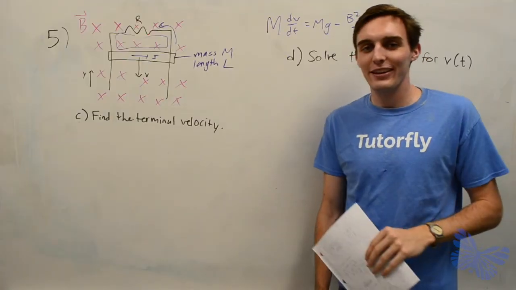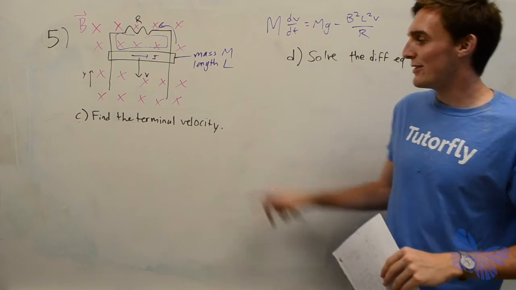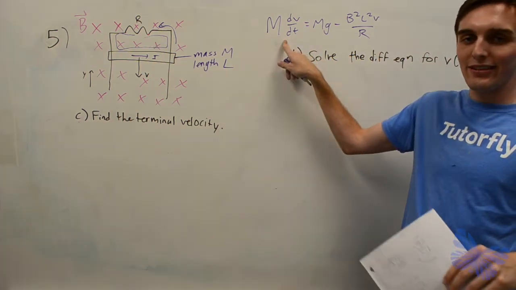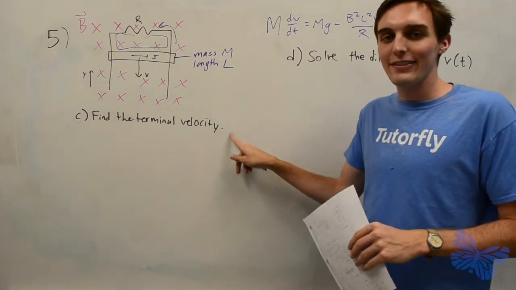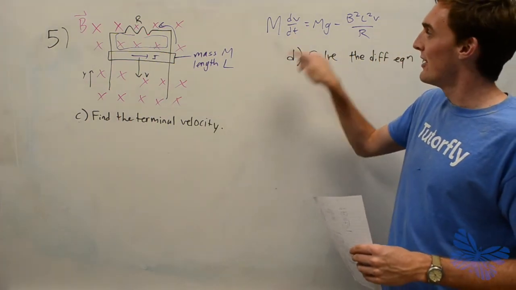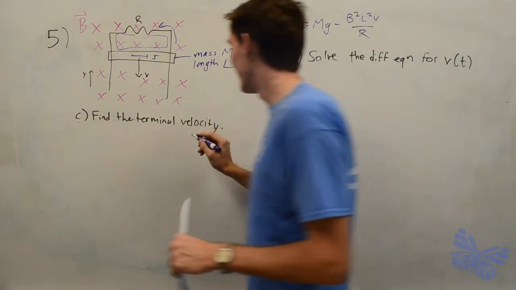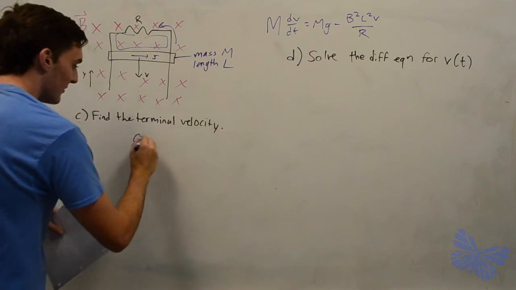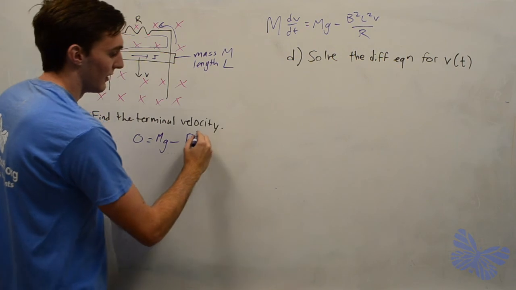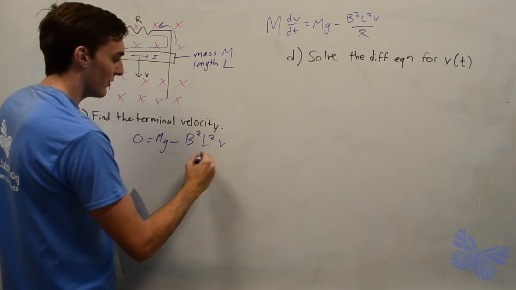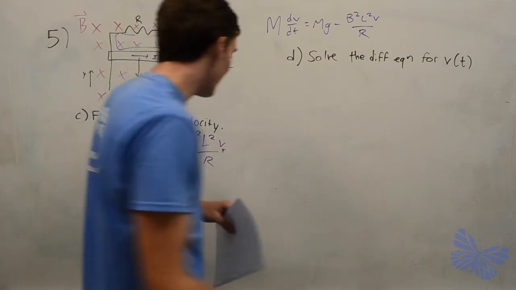So for the next part, it asks you to find the terminal velocity of the bar. And so you can actually use your differential equation that you just derived. And basically when it reaches its terminal velocity, that just means the acceleration is 0. So you can set this term equal to 0, and you get that 0 equals mg minus B squared L squared V over R. And this is technically Vt, so the terminal velocity.